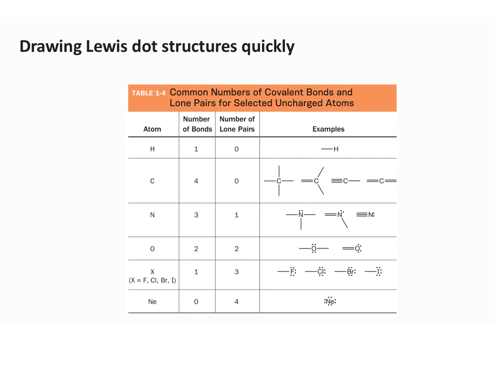Now, I love strategies and patterns. If you learn a few patterns, it makes drawing Lewis structures very quick, okay? So this table shows the common numbers of covalent bonds and lone pairs for uncharged atoms. If you have an uncharged hydrogen atom, it's going to make one bond. Then if you have a carbon, it can make 4 bonds, and those can look different ways. It can be 4 single bonds, a double bond and 2 single bonds, a triple bond and a single bond, or 2 double bonds.